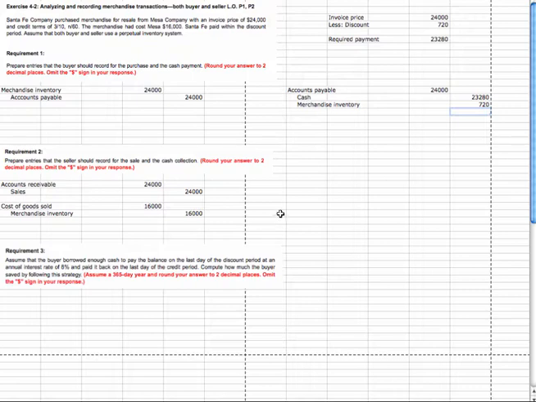Now, let's take a look at what happens to Mesa. Mesa receives cash. So we're going to debit cash. And once again, how much cash did they receive? Well, they received our payment of $23,280. So that's going to increase the cash account by $23,280.